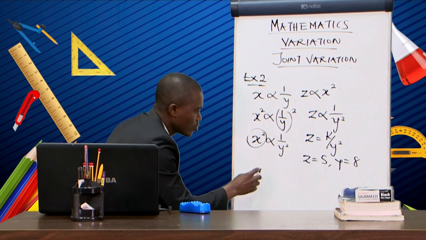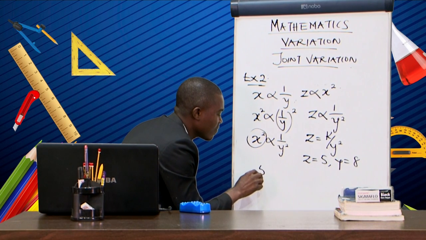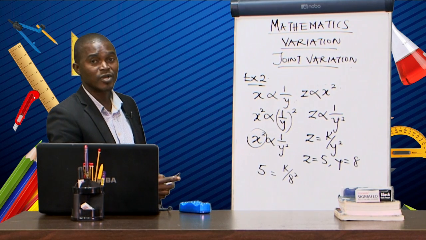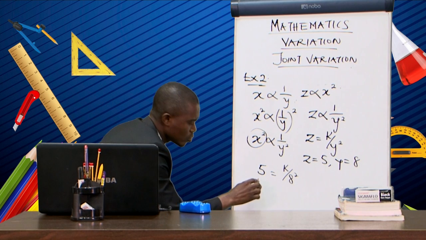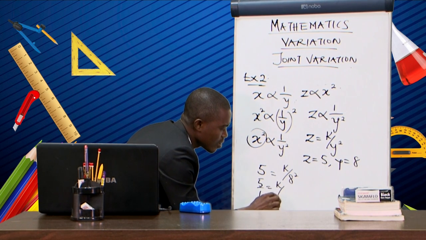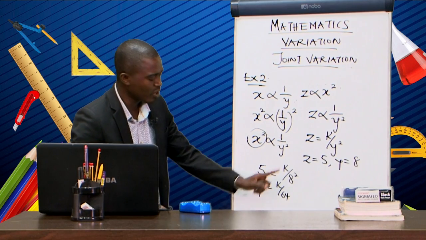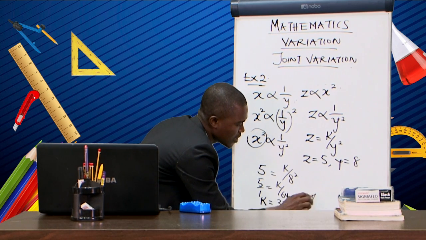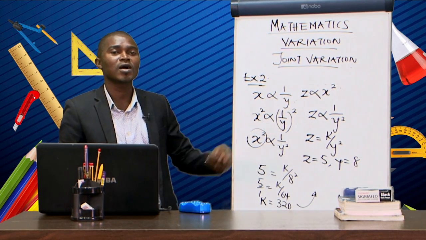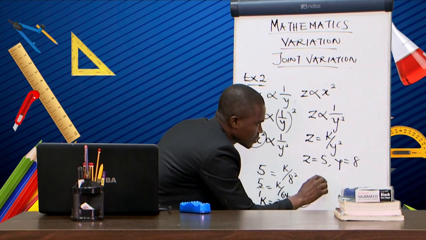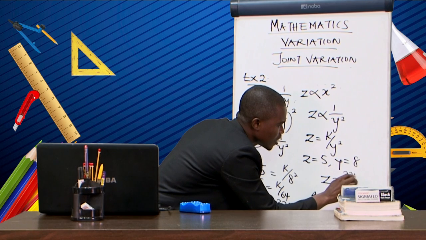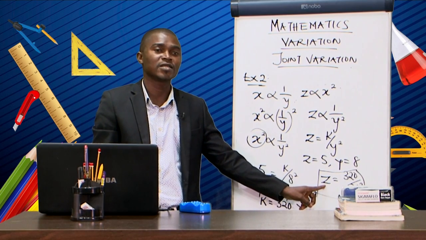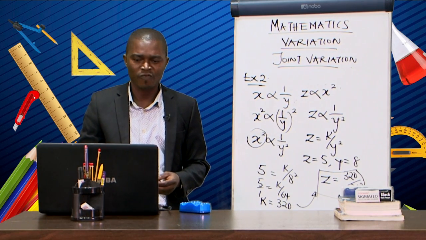Then let's substitute. So we have 5 equal to k over what? 8 squared. What is 8 squared? That is 64. So we have 5 over 1 equal to k over 64. So when you multiply that, our k now equals 320. Then from this place, we can write the formula connecting them together. What's the formula? Z equals 320 over y squared. So from this, we can see that z is the subject of the formula.